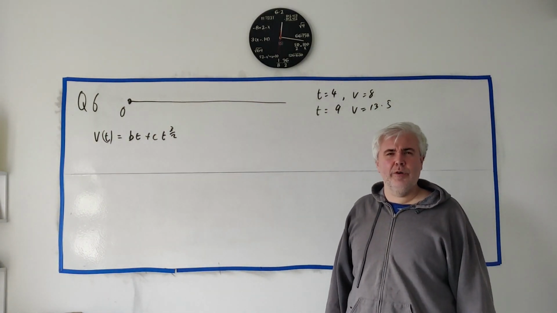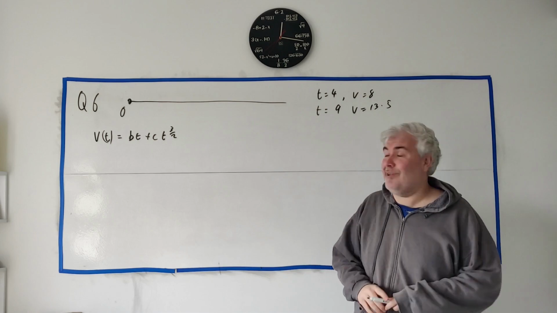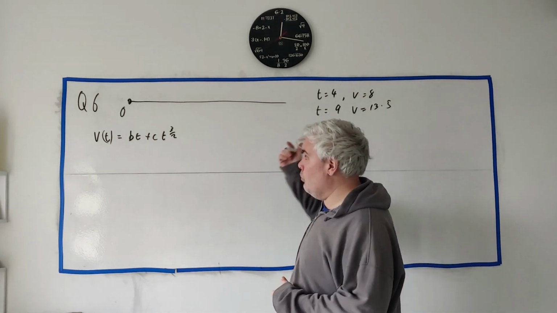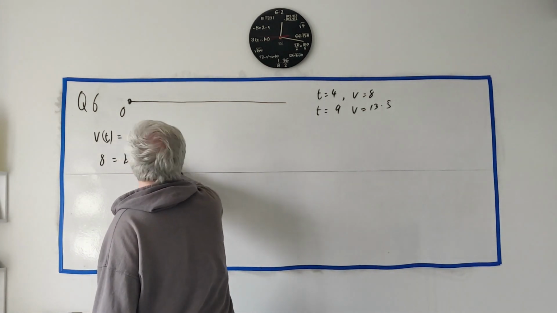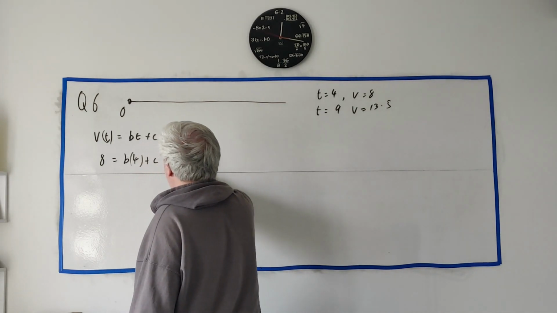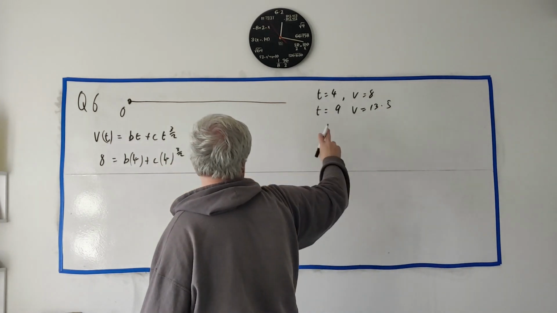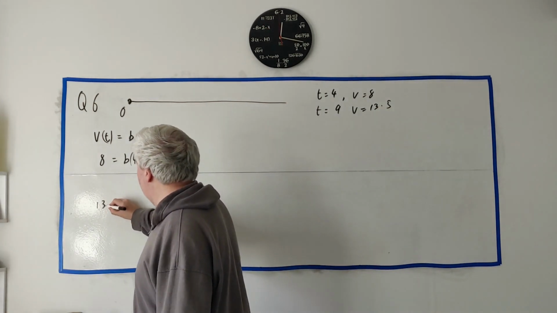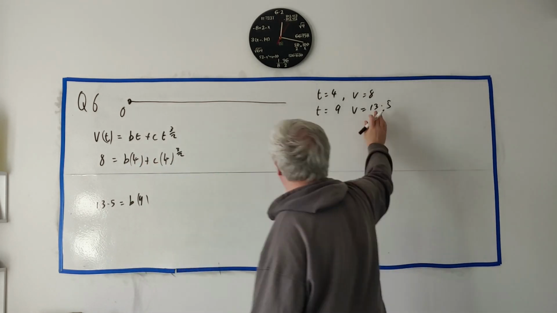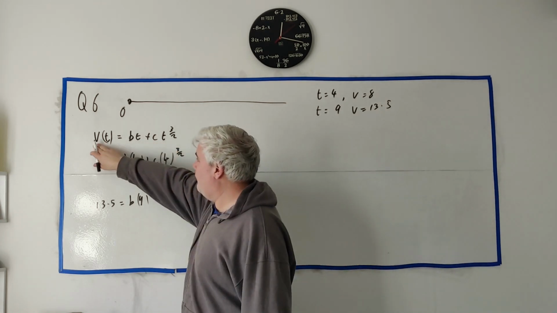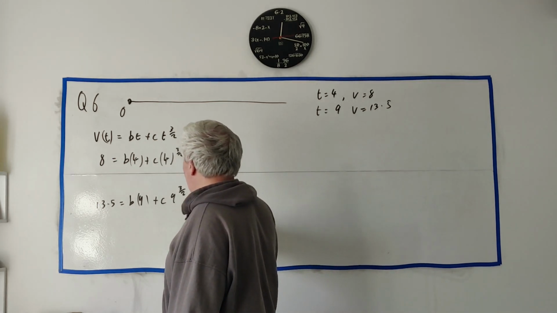But the way I like to usually do it is I just try and find B and C, and then I hope it matches what they said. So how would I find B and C? Somewhat similar, I'd use these numbers here. Instead of V, I would put 8. Instead of T, I would put 4. And we'll just do that twice. Let's do the other one next: 13.5 is equal to B times 9. I'm just filling these two numbers in instead of V and instead of T, plus C, 9 to the power of 3 over 2.